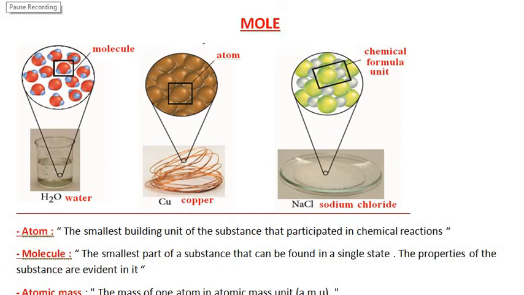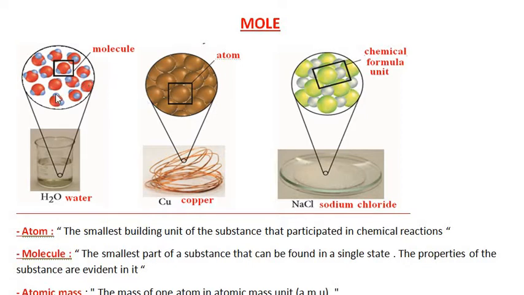Now we are going to talk about the mole. You know that everything consists of very small particles called atoms. For example, a copper wire consists of copper atoms like this in the figure. This is a copper wire. The smallest part here is the atom of copper.